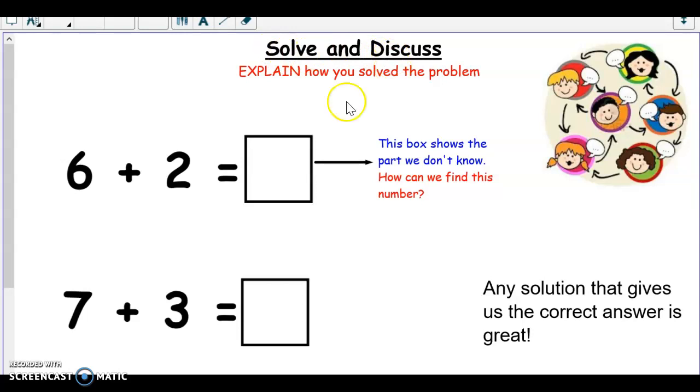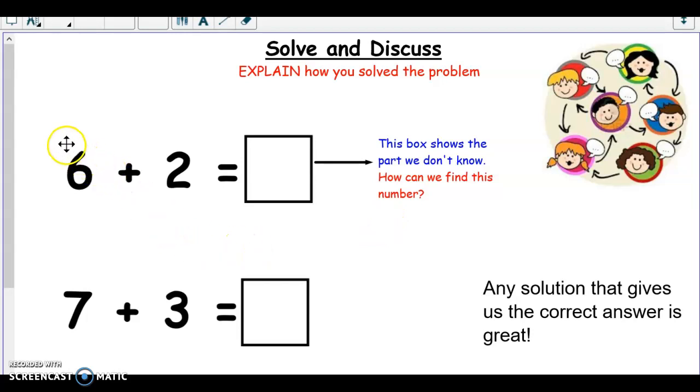So it says solve and discuss. Explain how you solved the problem. The only thing I really want to show you is that this box shows the part that we don't know. And as we move along in math this year, this box might be in the middle, this box might be in the front, or it might be right here where it is right now in the total place. So how can we find this number? Let's think about it.